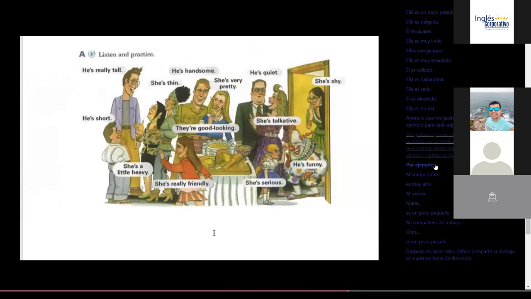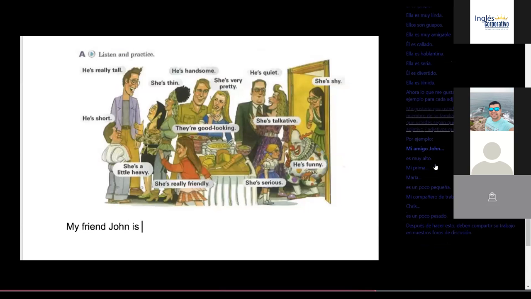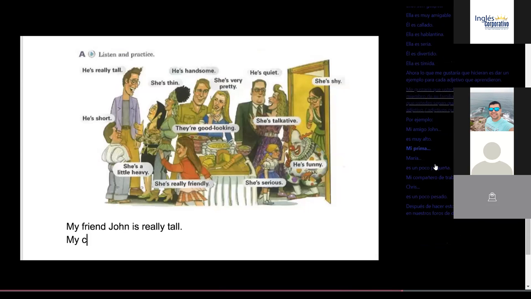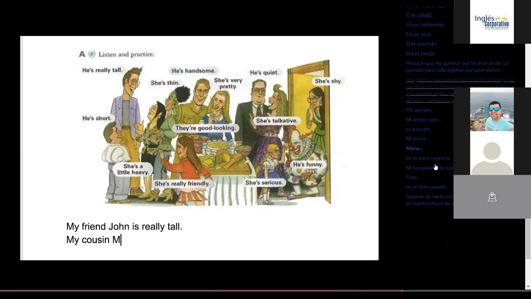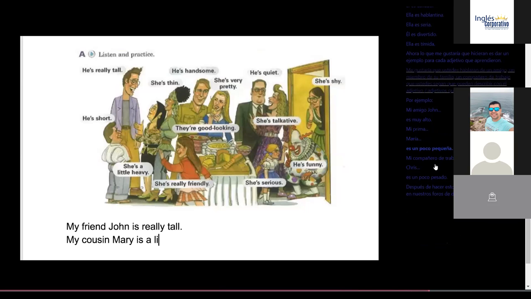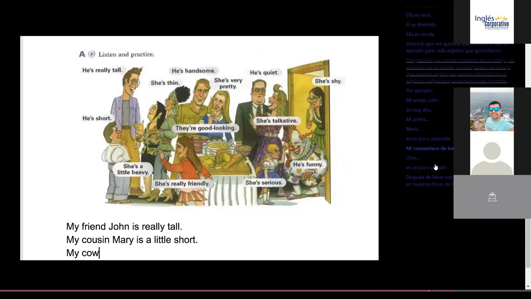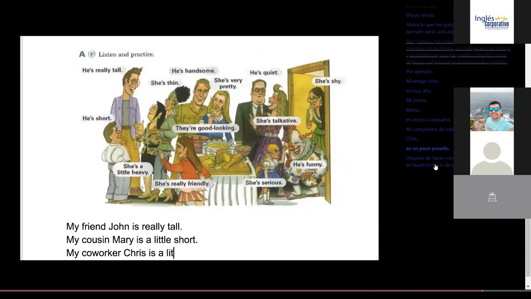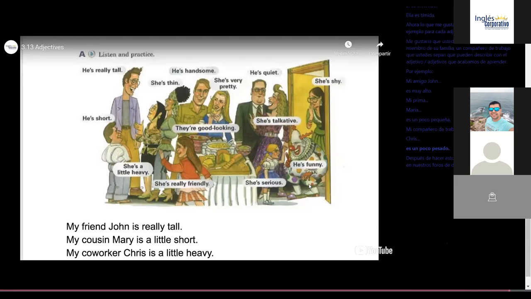For example, my friend John is really tall. My cousin Mary is a little short. My coworker Chris is a little heavy. After you do this.